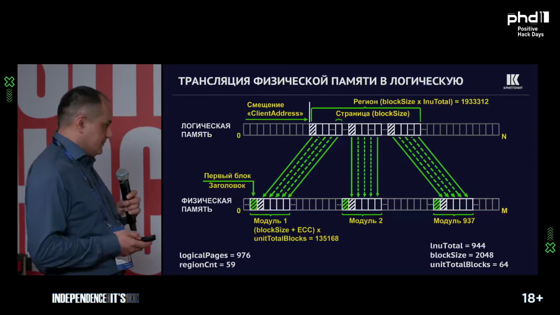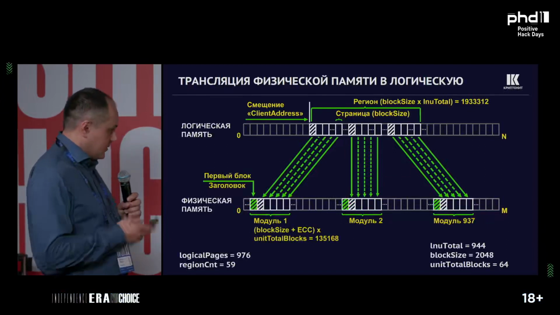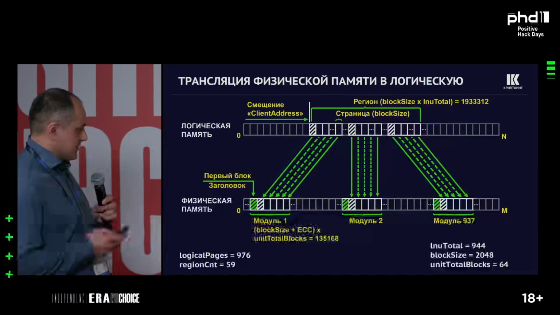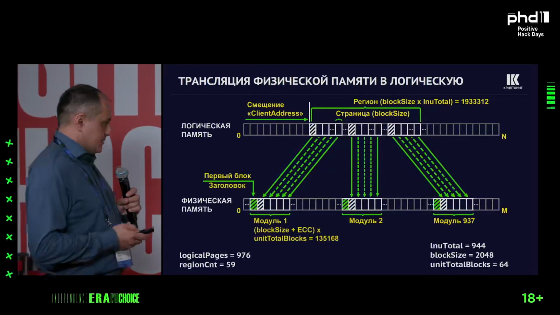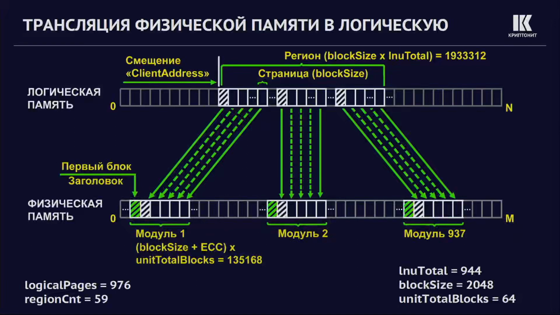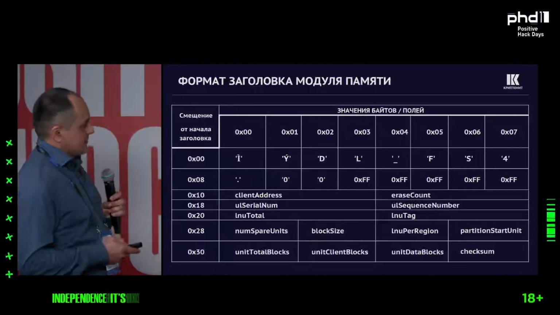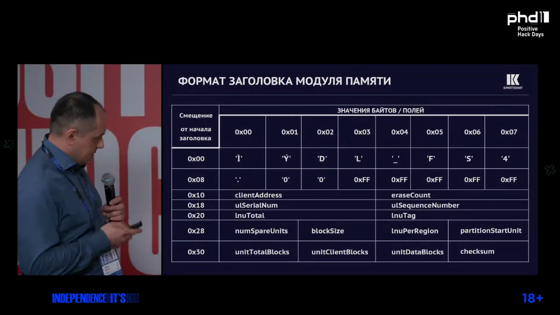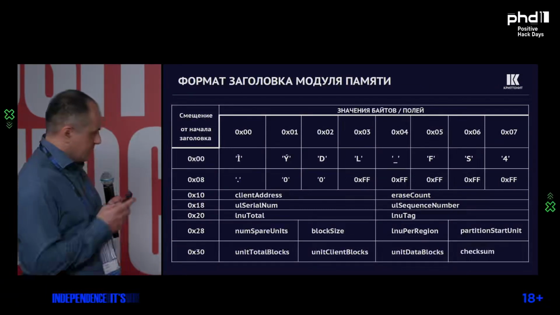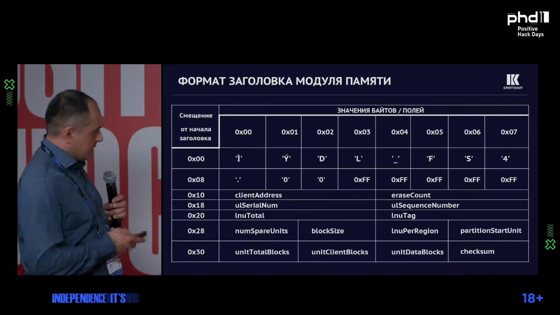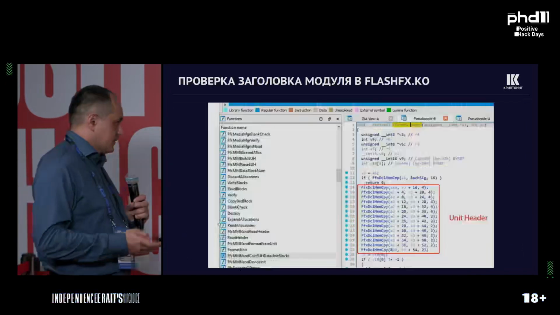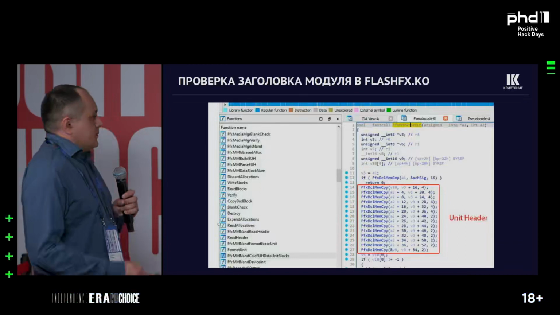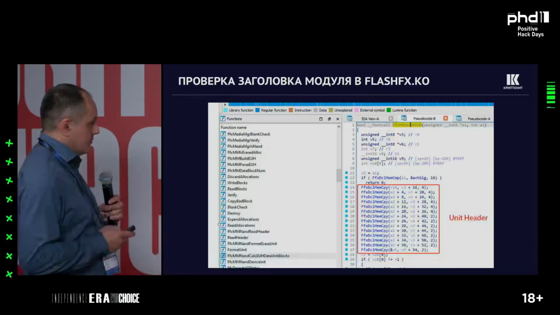You take 64 pages of memory, call it a unit, add a header with all the params for the logical page and the structure of the file system. You can define the header for FlashFX. There's a unique sequence of bytes and the parameters that carry the logical sense.